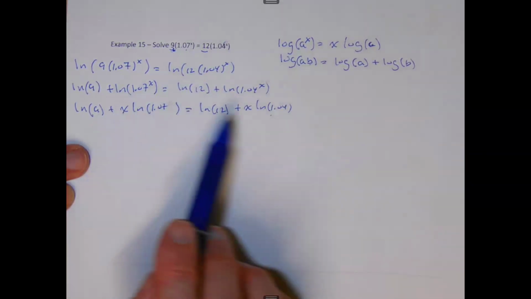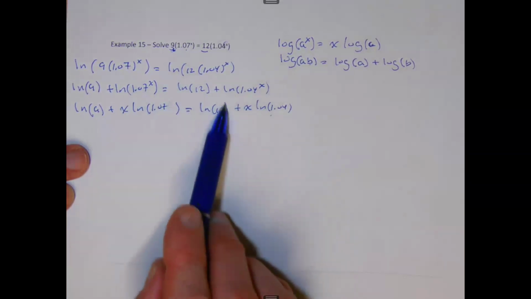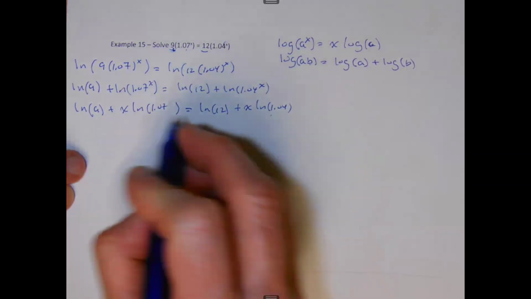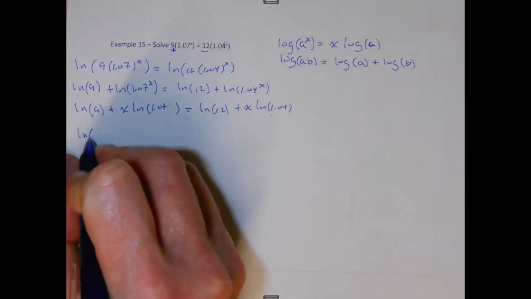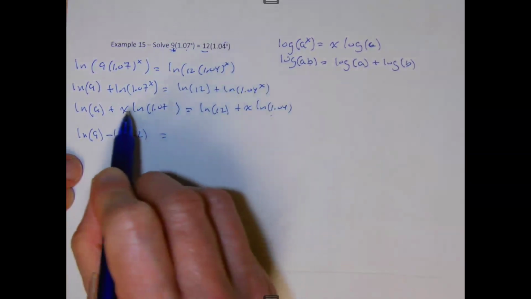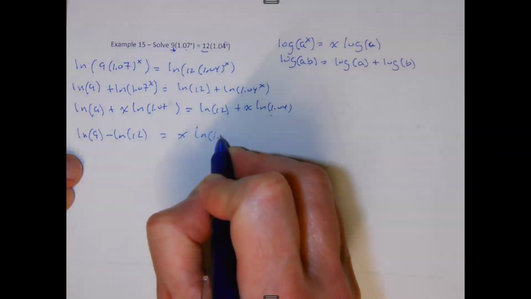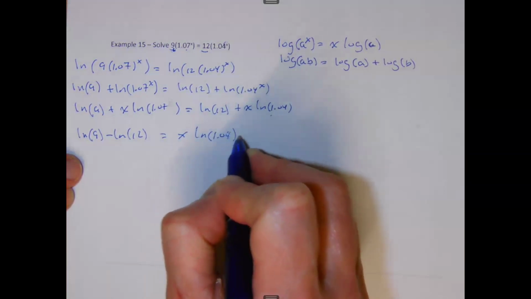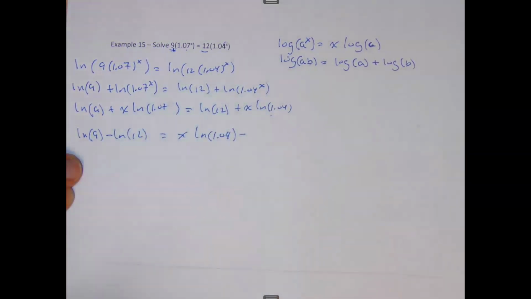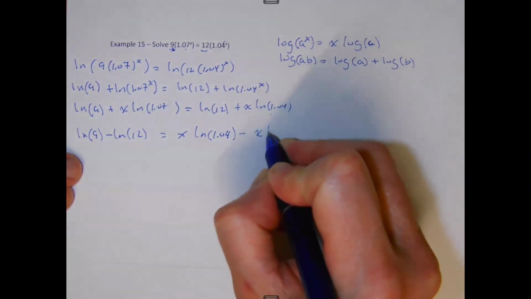So if I'm solving a linear equation, I bring all the terms that have the variable to one side, all the constants to the other side. So I'm going to subtract natural log of 12 from both sides. And I'm going to subtract x times the natural log of 1.07 from both sides.